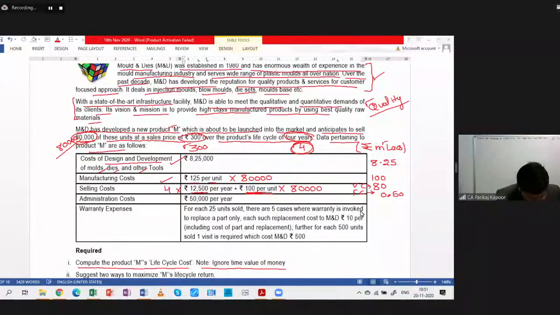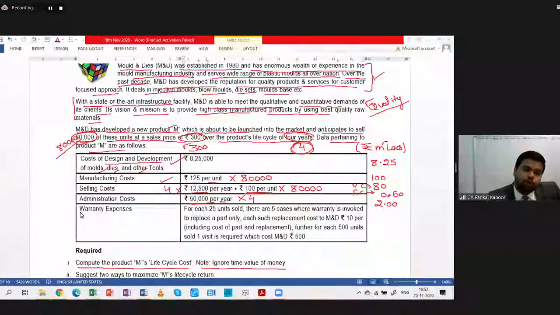Yes, Chavi is answering it will be 1 crore. Yes, fine. Keep on computing the data, friends. Good going. Moving further, administration cost. It is given to you again on a yearly basis, 50,000 per year. What is the life of the product? 4 years. So what will be the total administration cost? It will be 2 lakh rupees. So we write 2 lakh rupees.